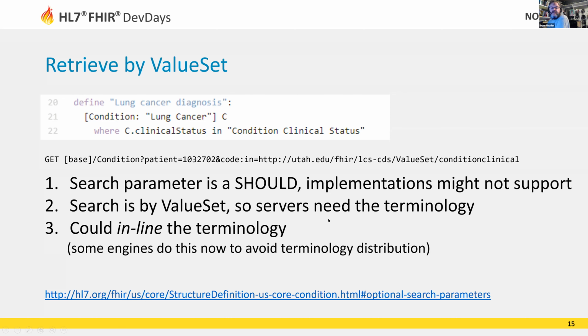But in the absence of global resolution of value set URLs, you need to have a way to distribute that. Or you could actually inline the terminology, and some engines are actually doing this now to avoid the problem of terminology distribution. So instead of asking for code in that value set, the engine will actually expand the value set and inline all the codes and pass that as the search.